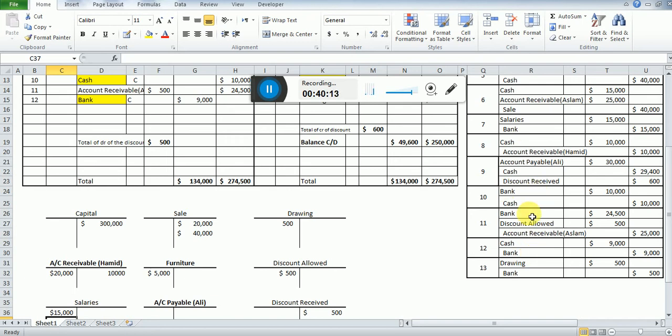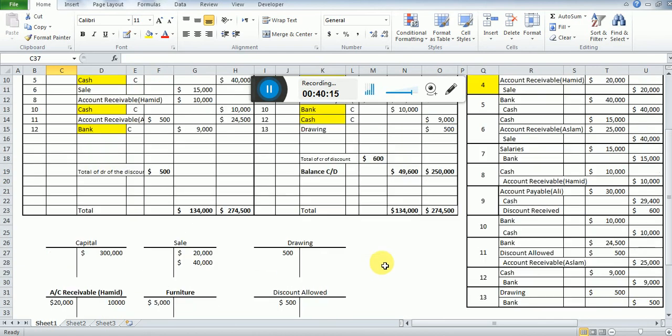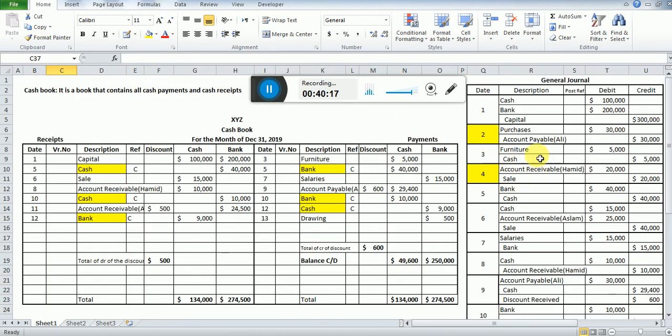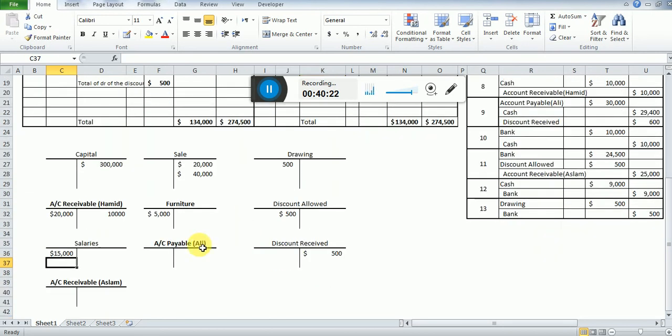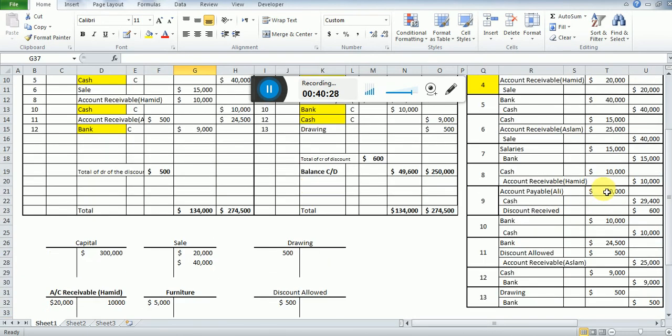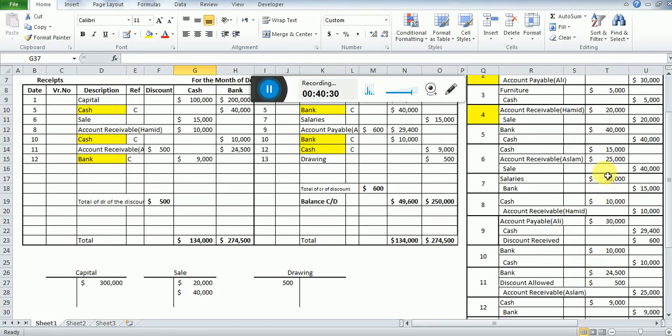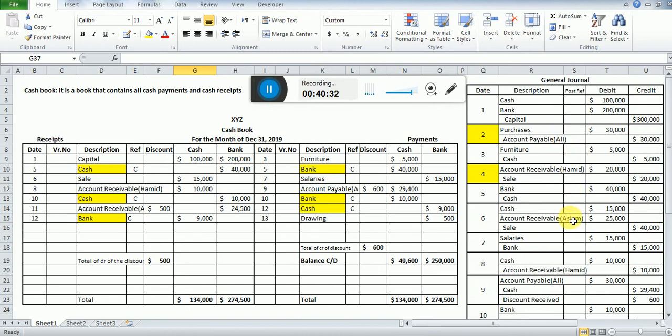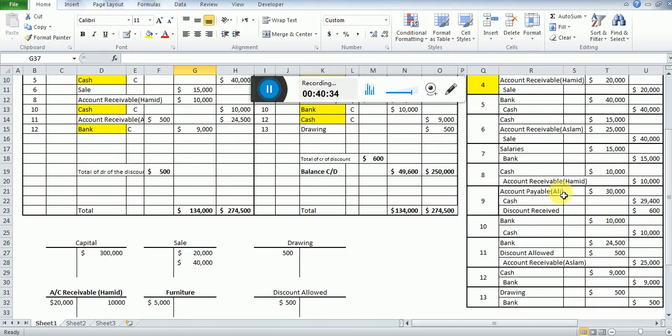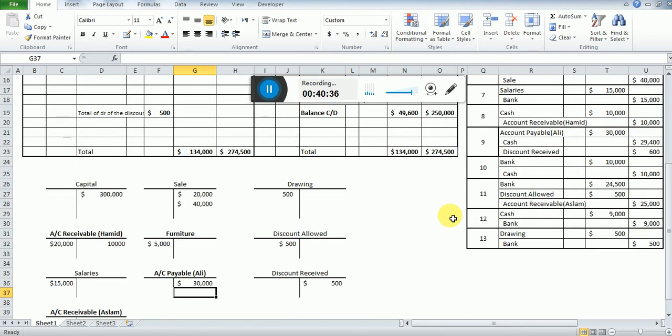Okay, next we have the account payable by the name of Ali. So dear students, yes, in account payable here we have credited $30,000. That is why account payable is credited $30,000. Okay, any other account by the name of account payable Ali? This is Ali, and yes, account payable Ali is debited how much? $30,000. So this account has a zero balance.